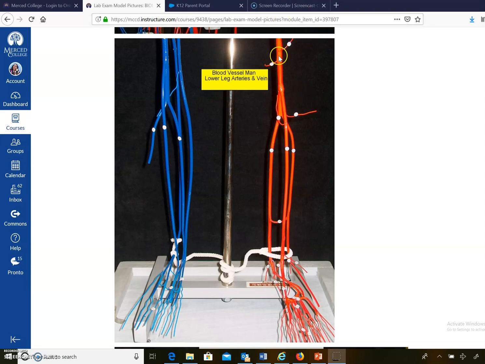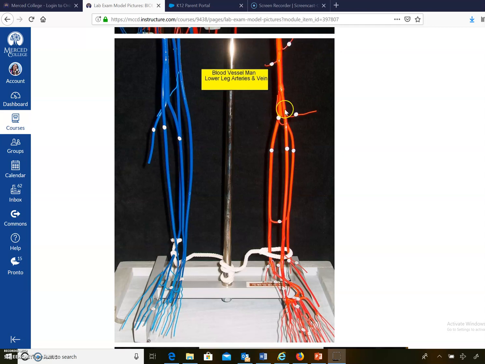When the femoral artery, or the femoral vein for that matter, gets damaged, usually as a result of breaking your femur, there's a huge potential for somebody to bleed out, for somebody to have a hemorrhage. So we pay attention to that particular blood vessel.